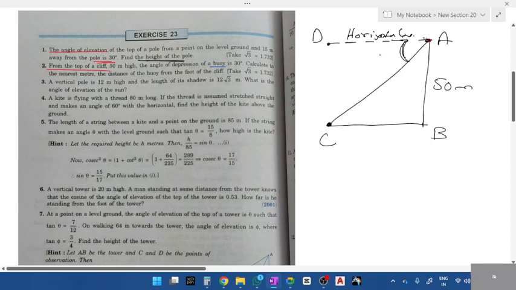And what's the angle given? This is 30 degrees. Then from point C, CB is also a straight line. Which two are parallel lines here? DA and CB will be parallel. If DAC is 30 degrees, what about ACB?